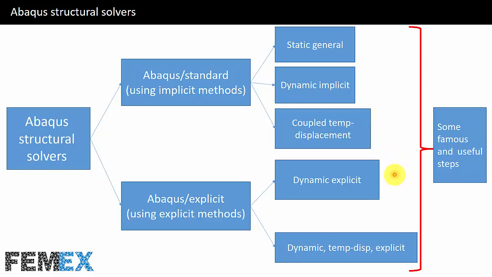Abaqus Explicit has dynamic explicit and dynamic temp-displacement explicit steps for solving nonlinear problems. These steps use explicit methods for solving nonlinear problems. These steps are some of the famous and useful steps in Abaqus.